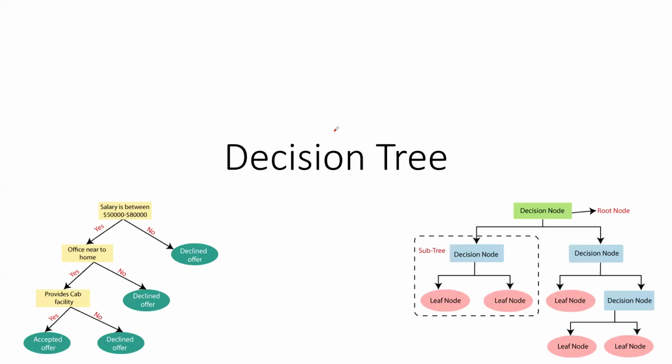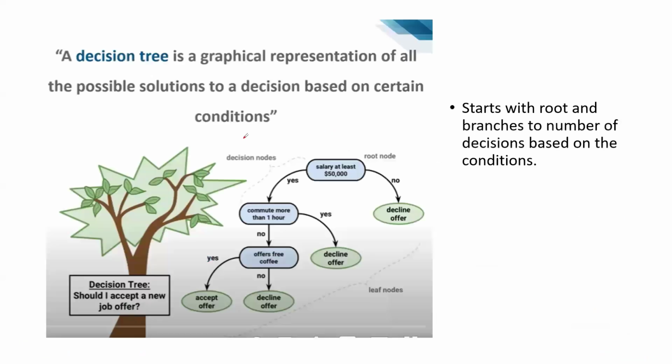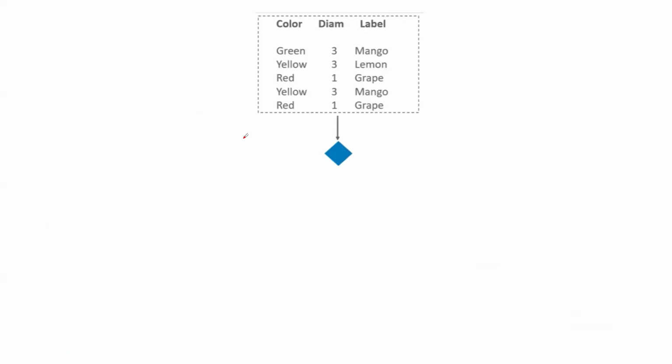The next experiment is decision tree. Every day, on a day-to-day basis, we make so many decisions based on certain conditions, and this is called a decision tree: a graphical representation of all the possible solutions to a decision based on certain conditions. So for a small data set here, let's manually draw a decision tree.